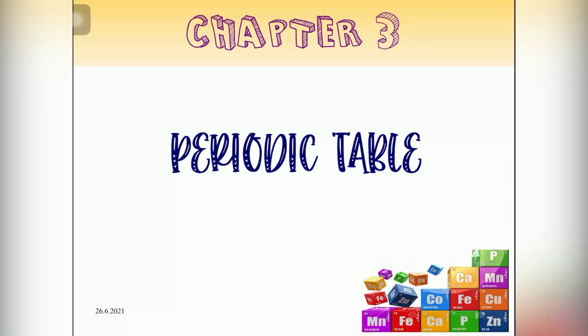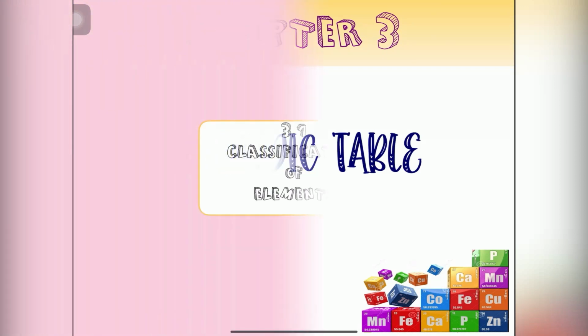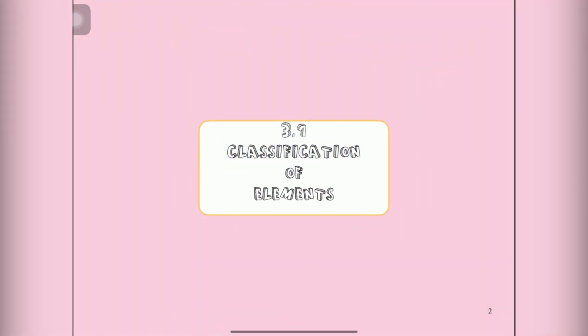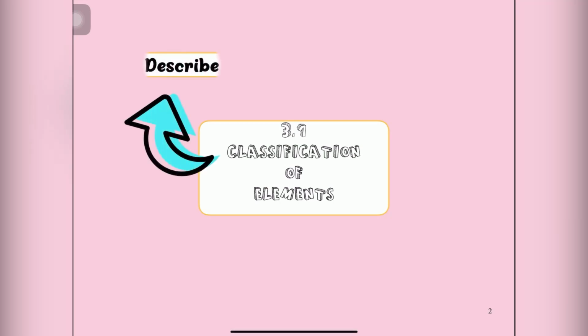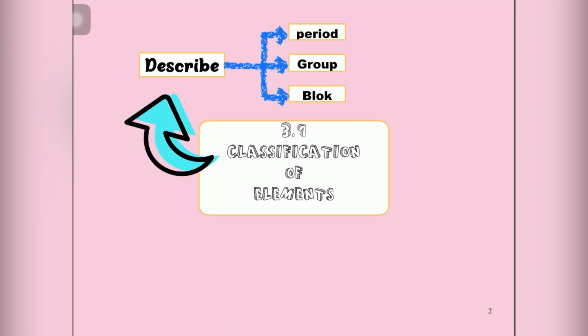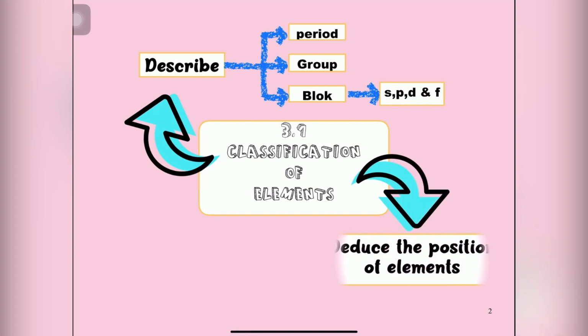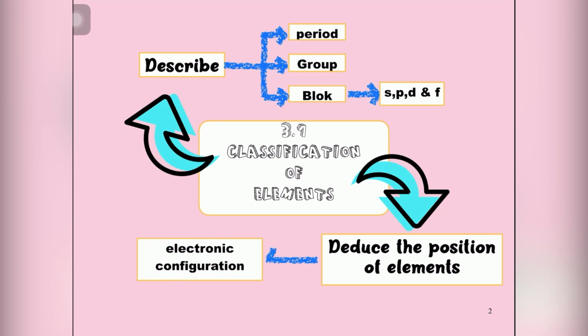Hi everyone, Chapter 3, Periodic Table. In this subtopic 3.1 Classifications of Element, you will learn how to describe period, group, and block. They are block S, P, D, and F. You also need to deduce the positions of the elements based on the electronic configuration.